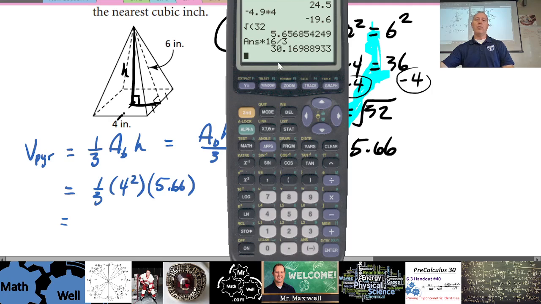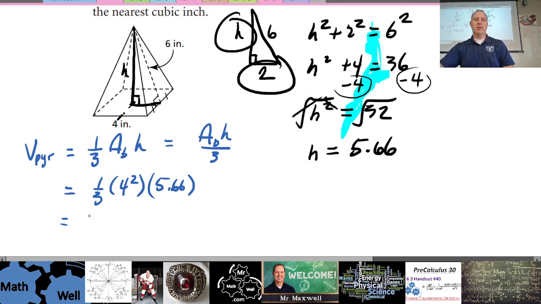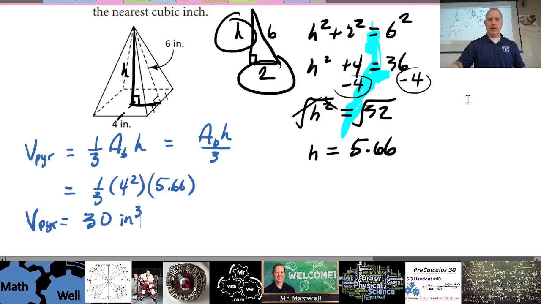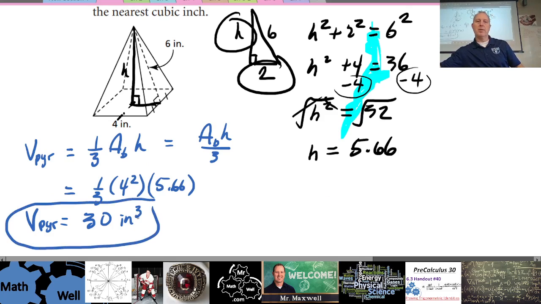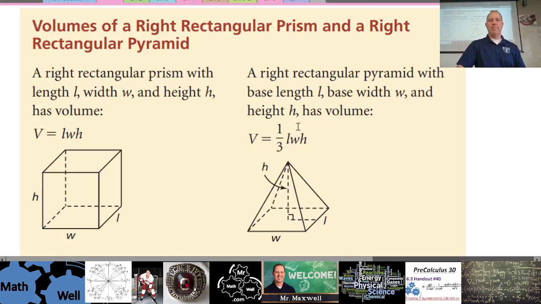I get 30.16988, or to the nearest cubic inch it looks like 30. Are we agreed on that? Does that look right? 30. Now this is going to be inches. It's a volume, so what should I put for units? Cubed. Let's check that. All right, so that's our answer to the nearest cubic inch. Here's a cubic inch. All right, let's move on.